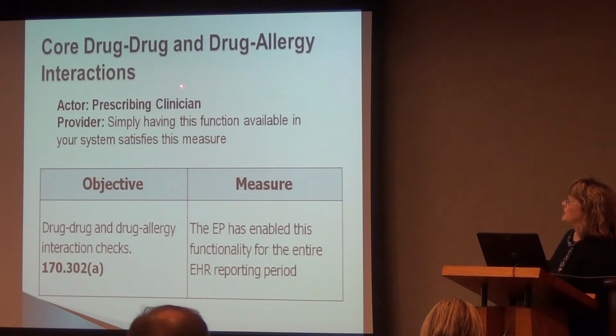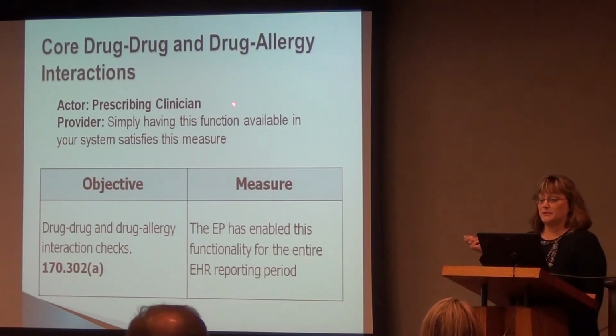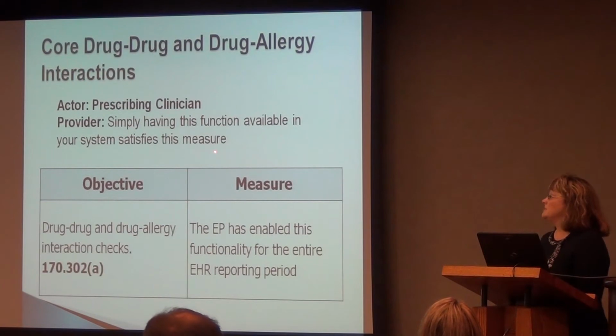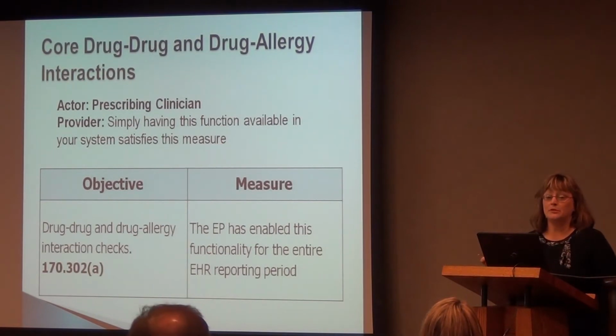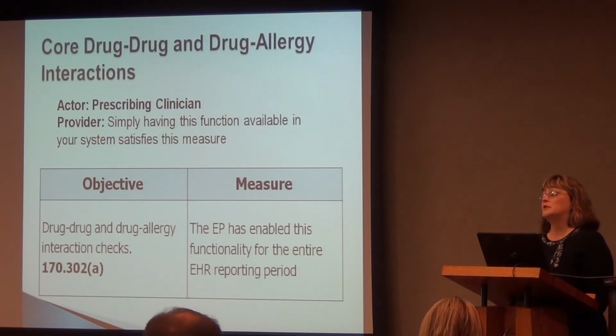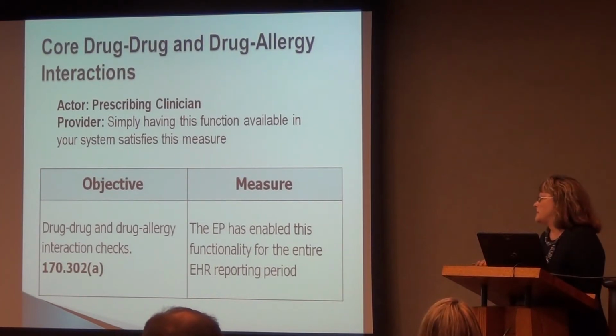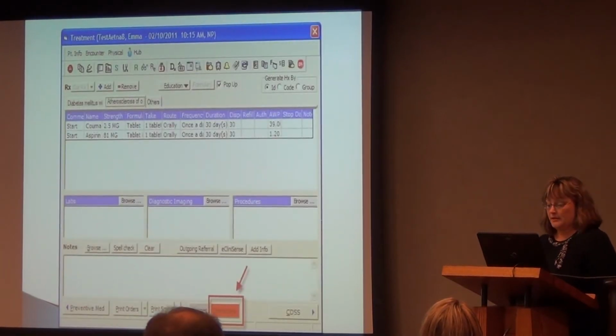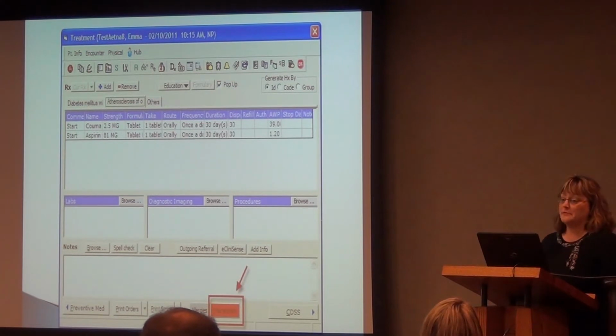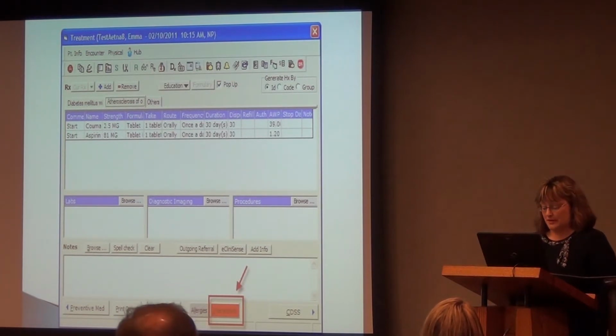Drug-drug and drug allergy interactions. The one we like about this one is it takes no effort. It just needs to be set up in the system to be enabled, the drug interaction check. So we call it a freebie. You get a freebie, you don't have to do anything. You can satisfy a measure. All you have to do is make sure this is enabled with your vendor. In eClinicalWorks, we know it's enabled because the interactions come up when the 2 medications are trying to be prescribed together.